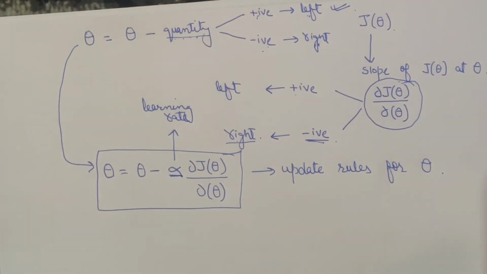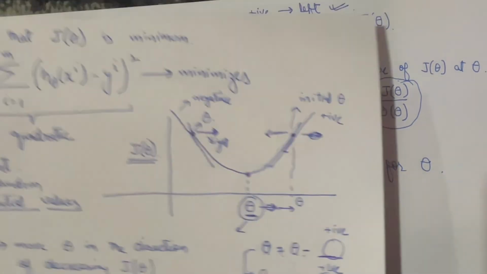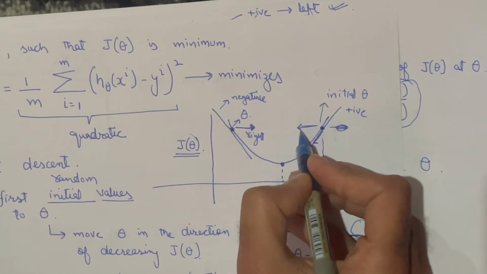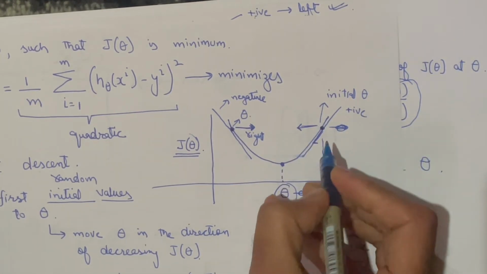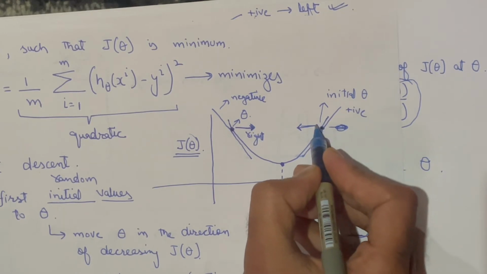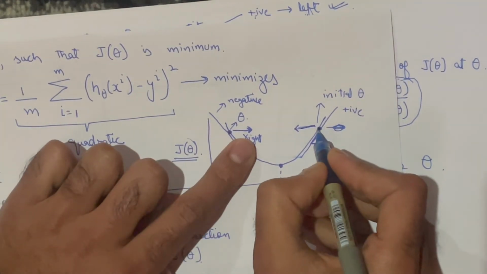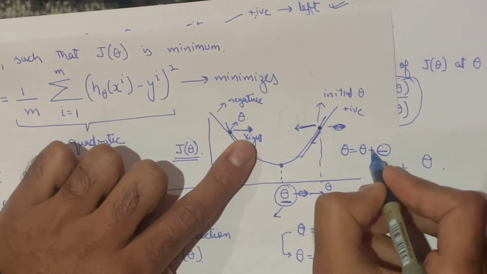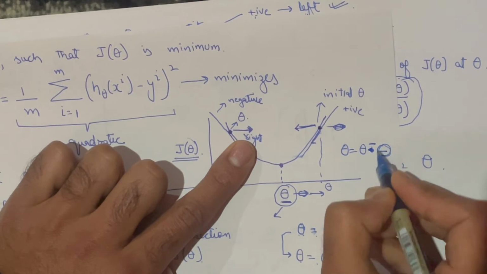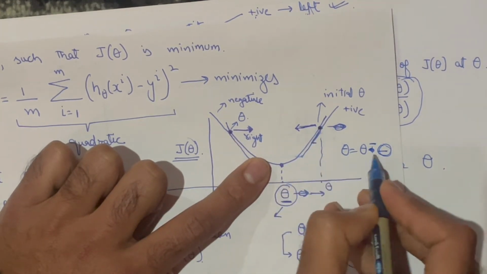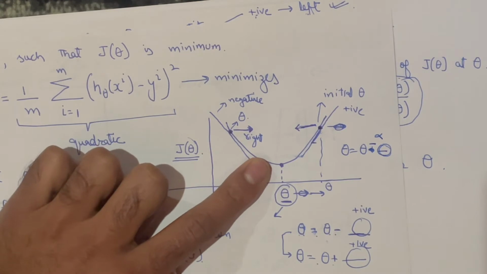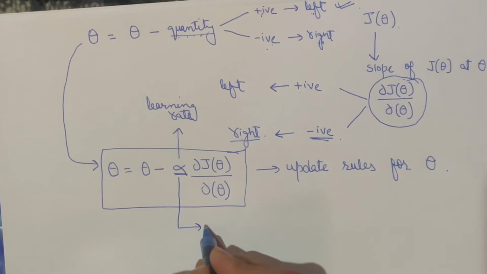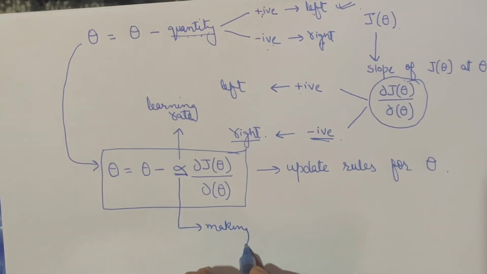As I said, you can see here, initially we have chosen theta. Now let's suppose I have to move in the left direction. By how much quantity will I change this particular quantity? Should I subtract a large quantity or a small quantity? It is determined by this alpha. So if the value of alpha is large, that means we are making big jumps.